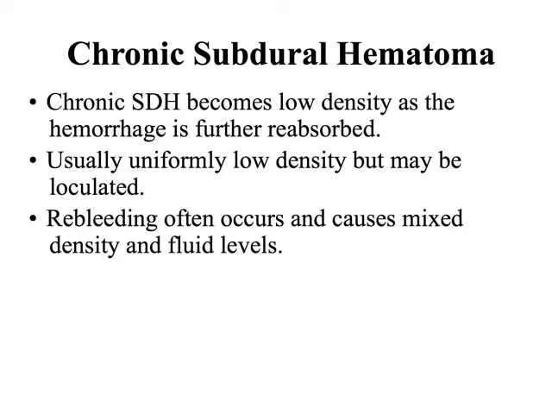Chronic SDH becomes low density as the hemorrhage is further reabsorbed. So it's going to go from high density to become isodense, and then low density will actually start to turn black. And it's uniformly low density, but it may become loculated, like it may have little globes to it. And then rebleeding can occur. So there may be a black area and then a white area near where the active bleeding is occurring.